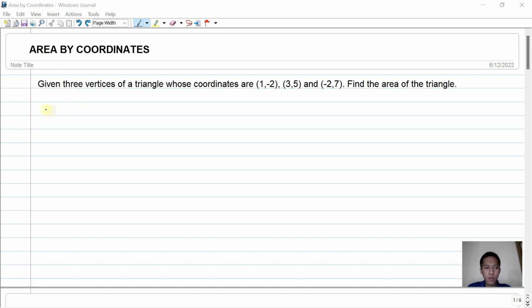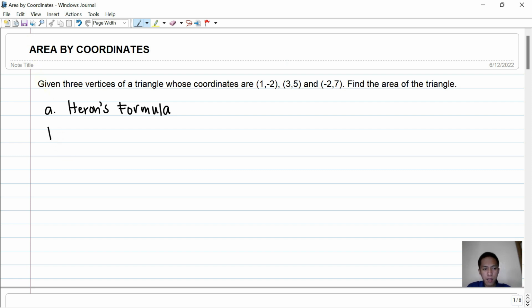So the first method that we are going to do is what you call Heron's formula. If you recall guys, yung mga previous topic natin, Heron's formula is used when solving for the area of a triangle given tayo ng tatlong sides. So dito notice that meron tayong tatlong points. So ang gagawin natin, hanapin natin yung distance between those points using the distance formula. And we can use Heron's formula to solve for the area.